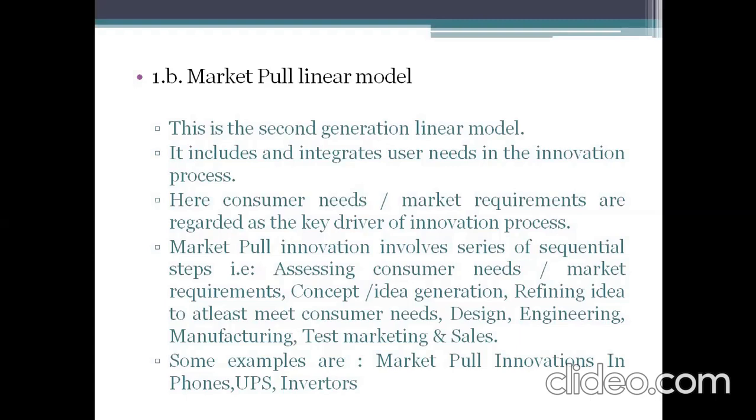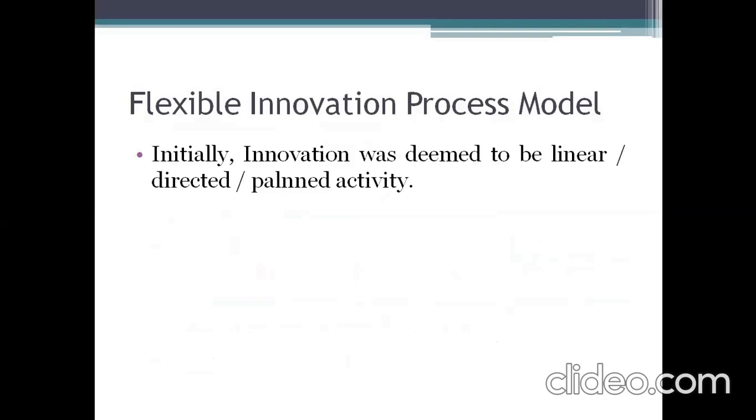So the companies need to match both the expectations, and they need to create the product and deliver the product. So that is how the market pull linear model works. These are the two different theories of the linear model. And now the second part is the flexible innovation process model.